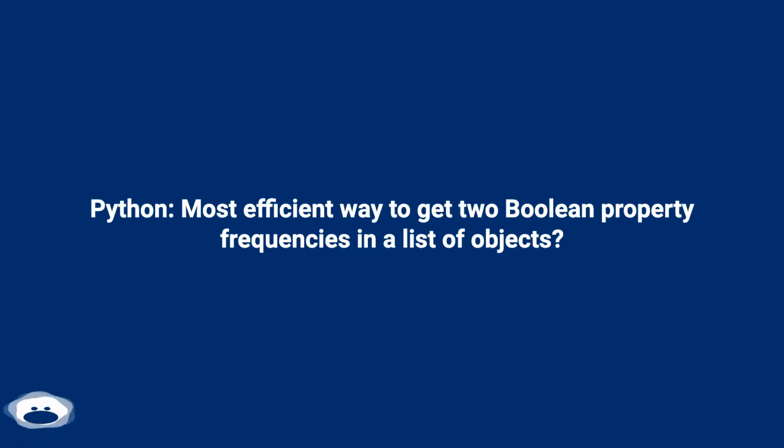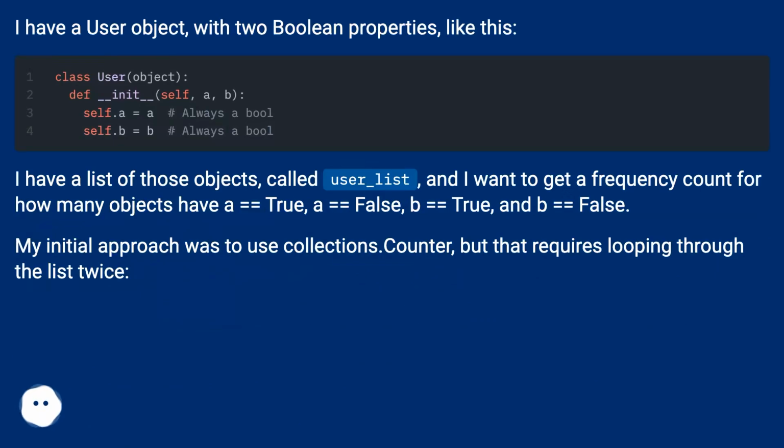Python, most efficient way to get two Boolean property frequencies in a list of objects? I have a user object with two Boolean properties, like this. I have a list of those objects, called user_list, and I want to get a frequency count for how many objects have a == true, a == false, b == true, and b == false.